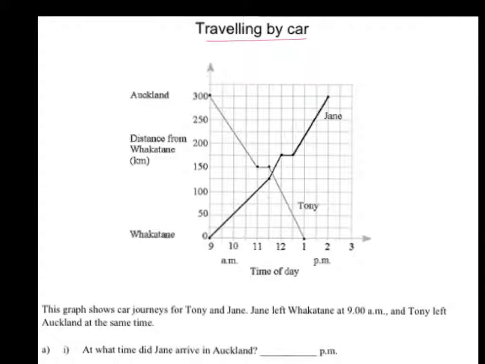Then I'm going to read the axis here, and I can see the y-axis is from Whakatane to Auckland. This is the distance from Whakatane. Whakatane is at 0 because we're at Whakatane, so it can't be a distance away. As we go further up here, we get closer to Auckland, so Auckland must be 300 kilometres away.